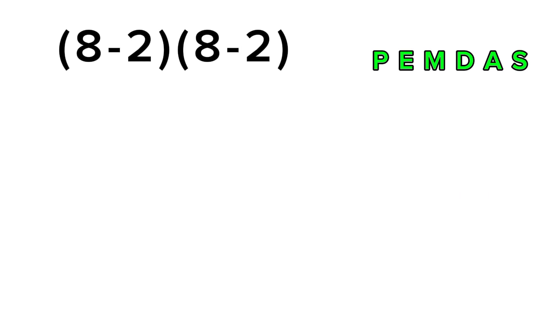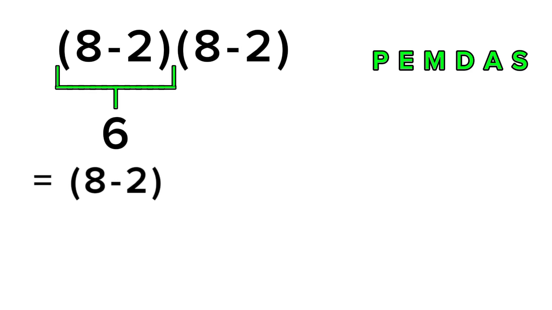Alright, now let's apply that step by step. In our expression, 8 minus 2 times 8 minus 2, we notice there's a set of parentheses. That's the very first thing we handle. Inside those parentheses, we have 8 minus 2, which gives us 6. Now the expression becomes 8 minus 2 times 6.